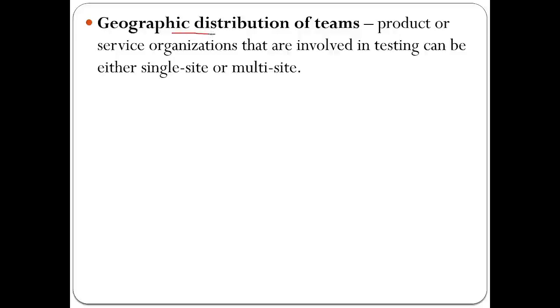Next is geographic distribution of teams. Product or service organizations that are involved in testing can be either single site or multi-site. The team which is working can be located at a single site. That means all teams are working in a single, same place. And multi-site means the team members are distributed globally or across different places, and they're working from different places. They're communicating and they're doing the testing.